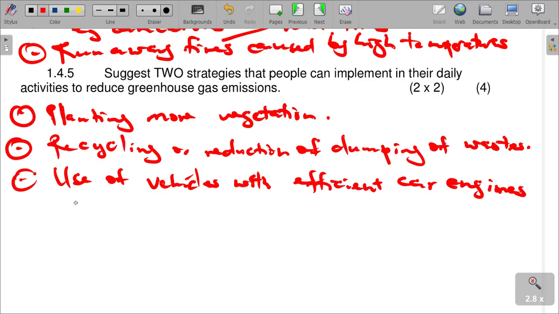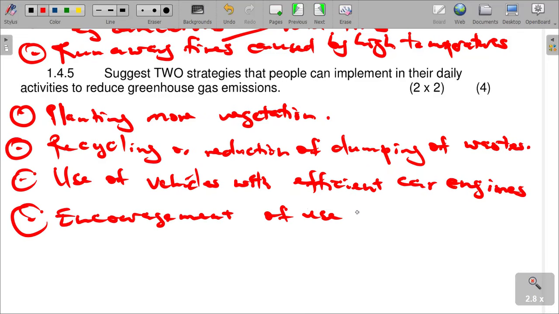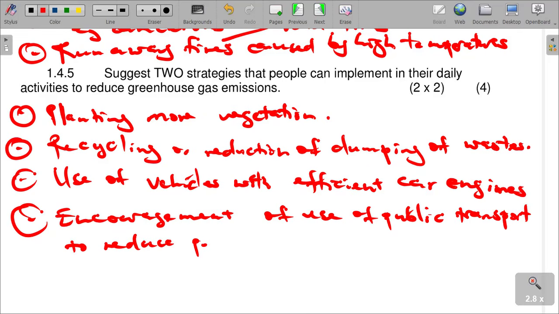encouragement of use of public transport. Public transport, what does it do to reduce pollution? Pollution is reduced when we use public transport. Education of people. People must be educated.